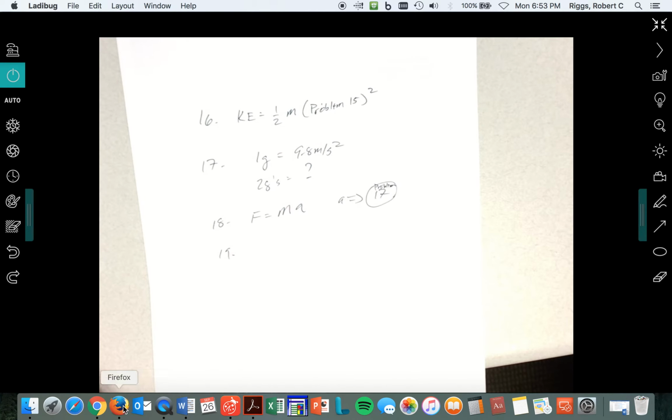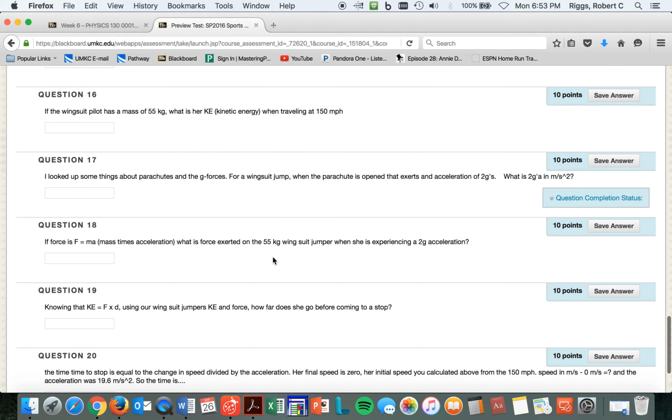19. Knowing that the work is force times distance, using our wingsuit jumper's kinetic energy and force, how far does she go before coming to a stop? Okay? Now, they actually hit the ground pretty hard. They don't come to a complete stop. So this is kind of a little bit bogus, but you did figure out a formula.